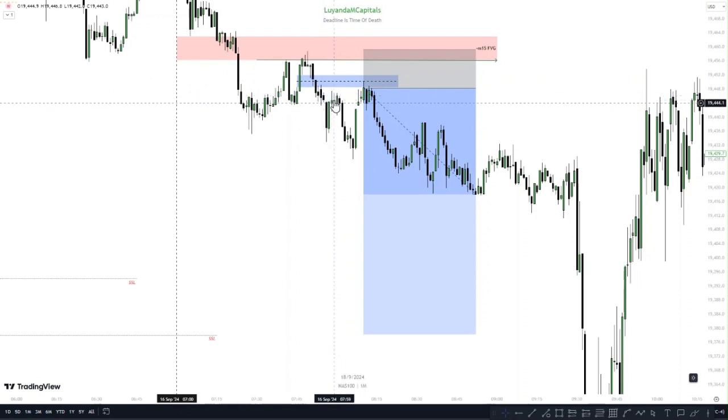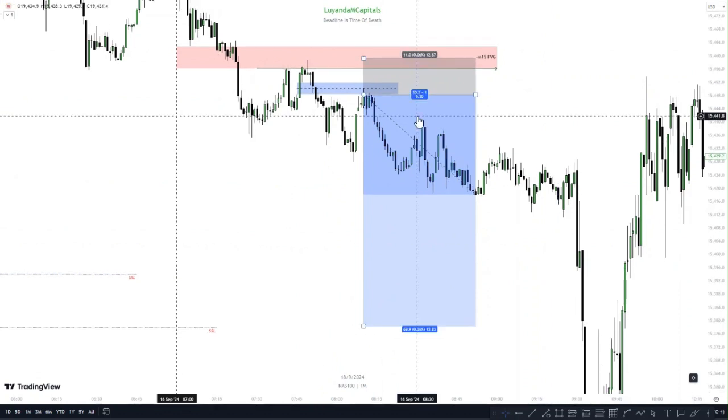You could have entered here, but I waited for price to come for our inversion to take a trade. Right at 8, price came back higher. This is our third candle, by the way. And then boom, look at this beautiful price action.